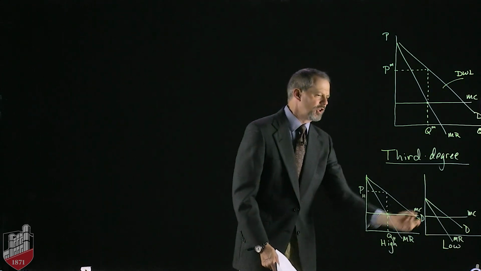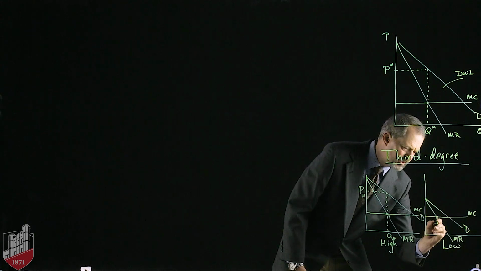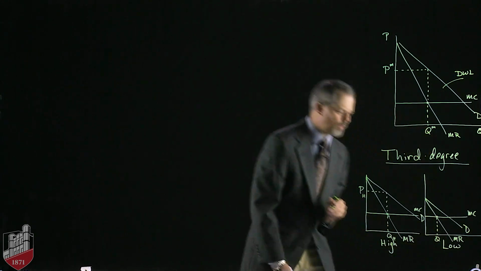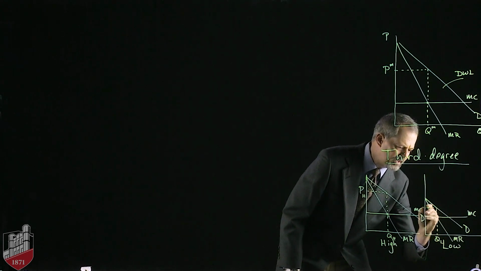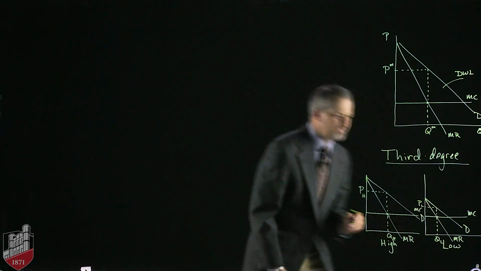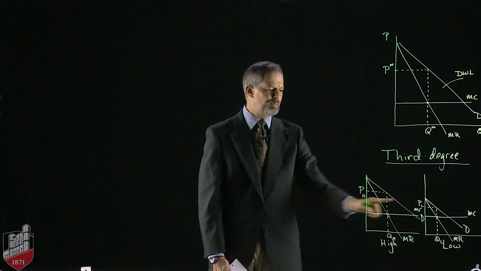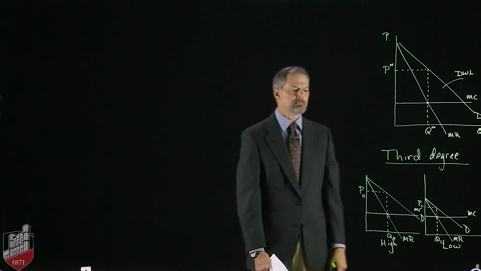And then for the low willingness to pay group, the firm looks where marginal revenue is equal to marginal cost and produces that quantity for this group, we'll call it QL, and charges this price, PL. And you can see that the price that's charged to the low willingness to pay group is lower than the price that's charged to the high willingness to pay group.